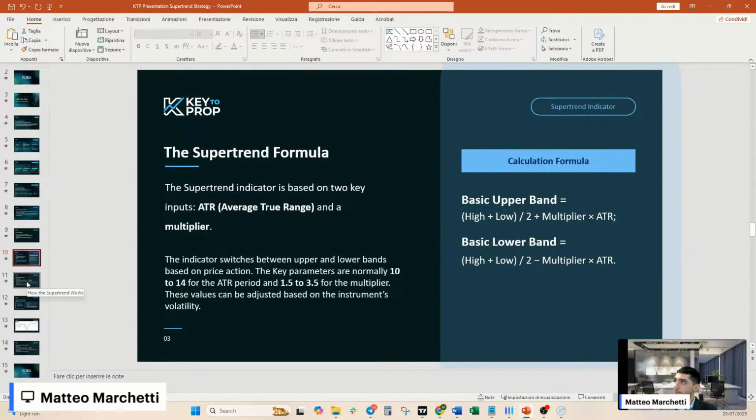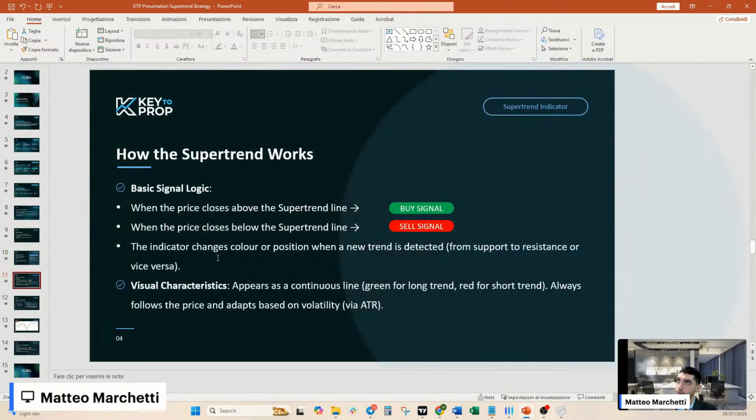And let's move on. Just giving you the main logic of the indicator, and then we will jump into the strategy itself. The basic signal logic is very simple. As we said, the super trend indicator is a line plotted on your chart above or below the price. When the price closes above the super trend line, we have a buy signal. When price closes below, meaning the candle or bar closing price has to be below or above, in this case, if it's below, we have a sell signal.